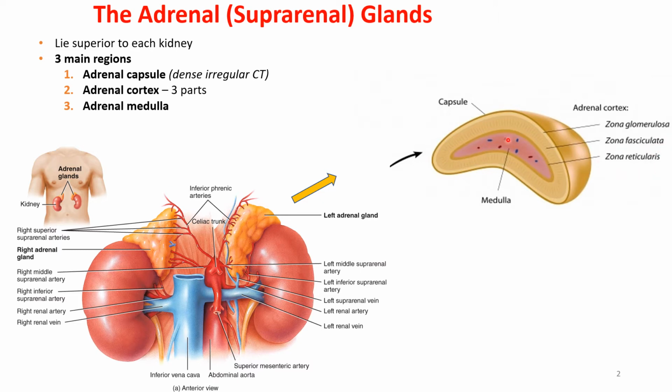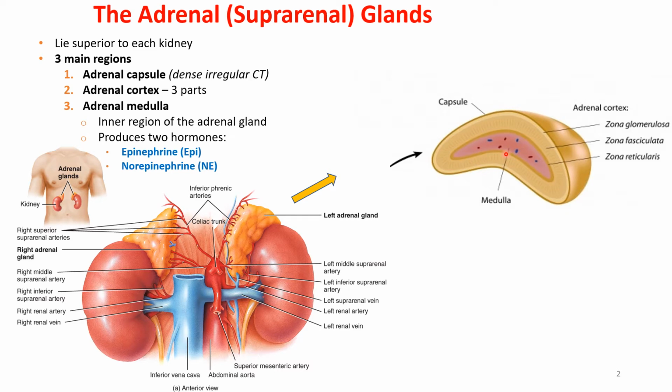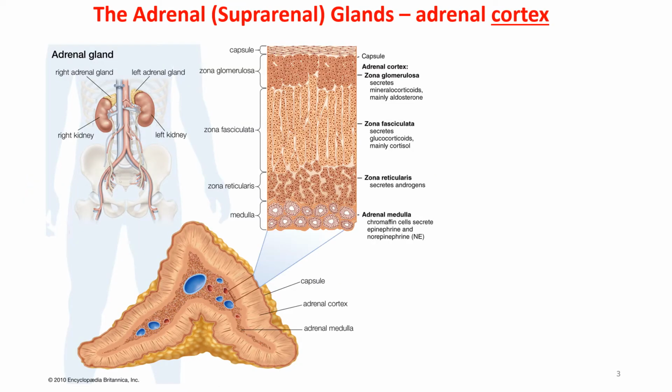And then deep inside is going to be the medulla, which you've already heard a little bit about with the sympathetic nervous system. The medulla, you'll remember, produces two hormones, those being epinephrine and norepinephrine. And we're going to take a look at that a little bit more in just a second.